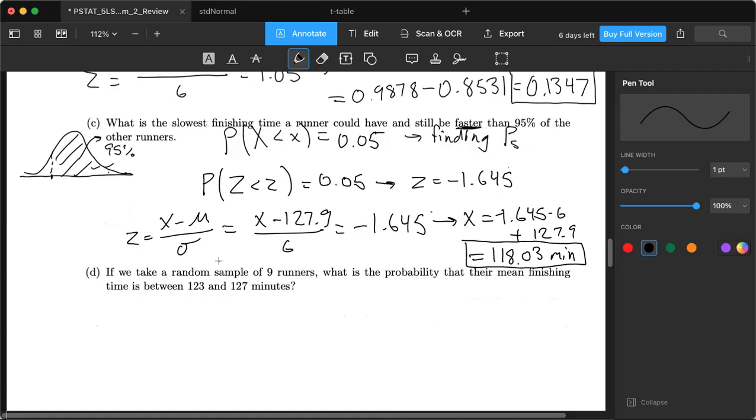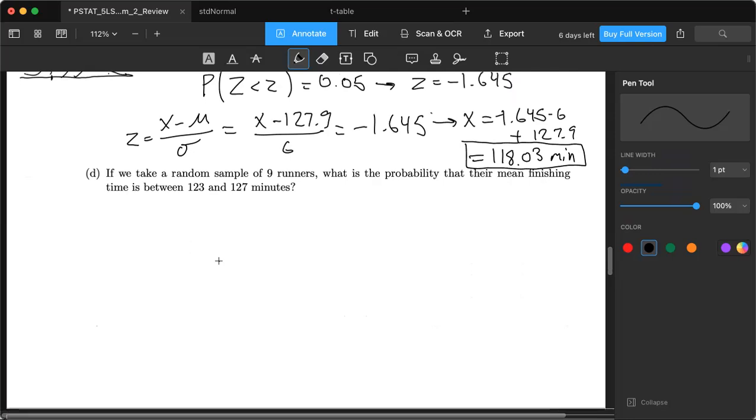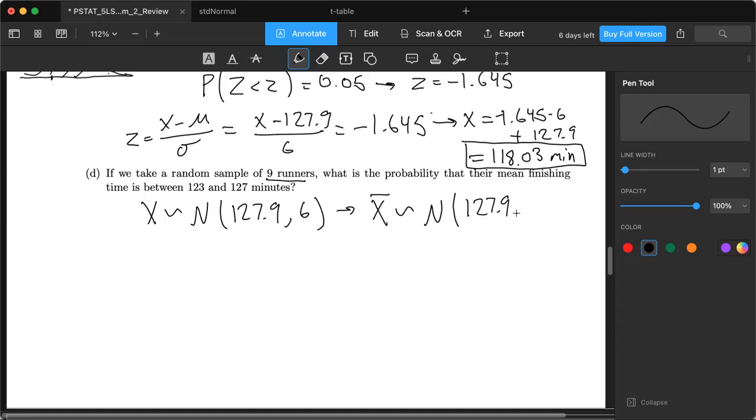Great. Okay, so now part D: if we take a random sample of 9 runners, what is the probability that their mean finishing time is between 123 and 127? Before, we had that X was distributed normally with mean 127.9 and standard deviation 6. If we take a mean of 9 runners, then X bar is our new random variable, and that's going to be distributed normally with the same mean and standard deviation of 6 divided by the square root of 9.